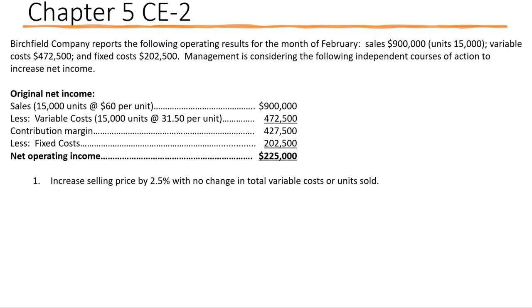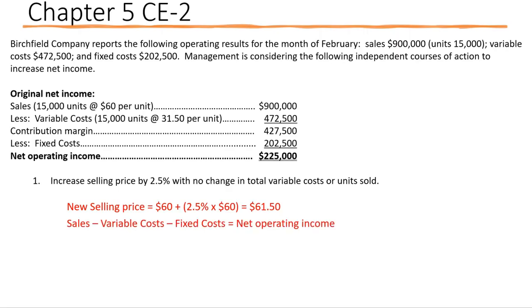The first alternative is to increase the selling price by 2.5% with no change in total variable costs or units sold. So our new selling price we have to calculate. It's our $60 selling price per unit plus 2.5% times $60. That's our increase. That equals $1.50, so our new selling price is $61.50.